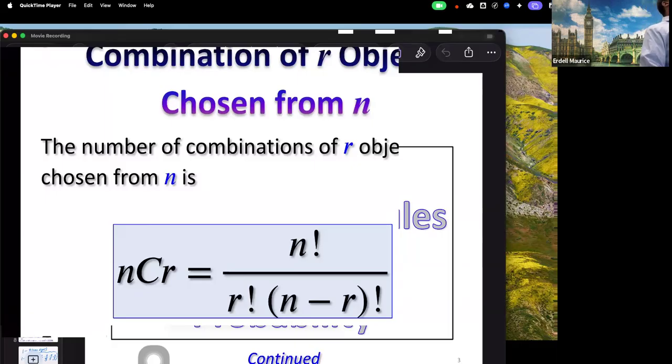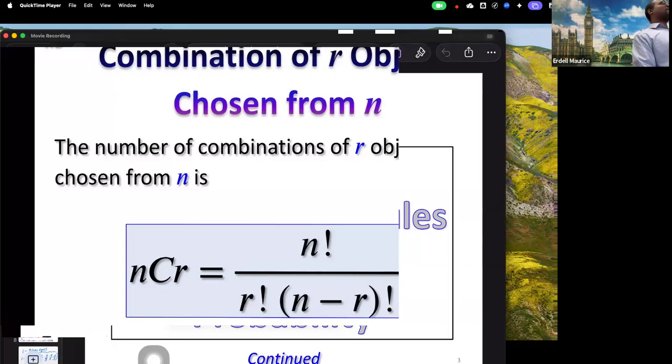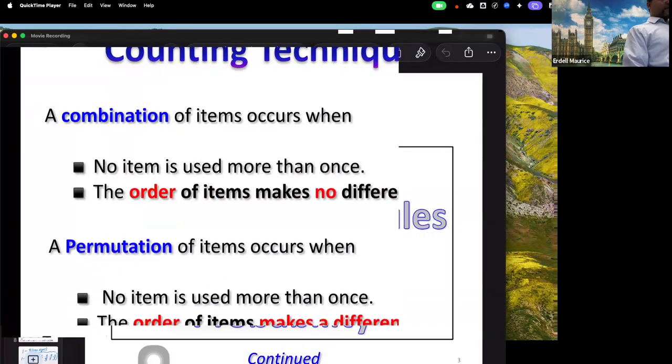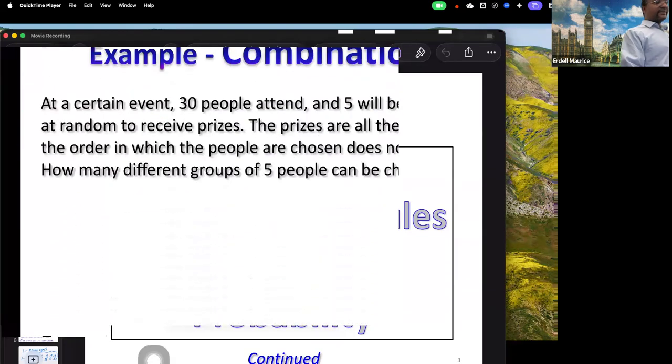You ever heard of combinatorics? This is what they were talking about. The number of ways they can make groups. All right, so we have that right here. And so let's look at an example.